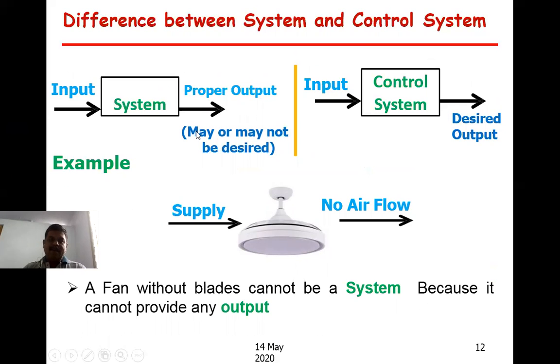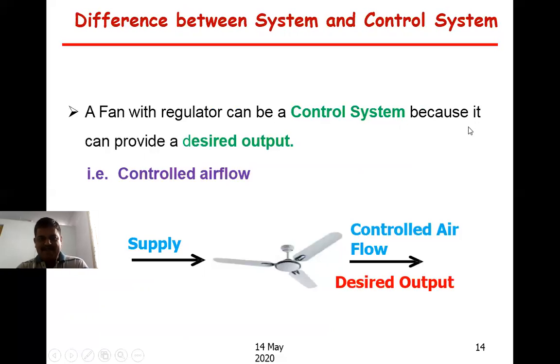Now see the difference. A fan without blades is not a system, because it cannot provide any output. There is no output without blades, so it is not a system. So what is a control system? A fan with a regulator. With a regulator, you will get a desired output. What amount of airflow do you expect from your fan? It is the controlled airflow, so it is the desired output. So a fan without a regulator is a system, but a fan with a regulator is a control system.